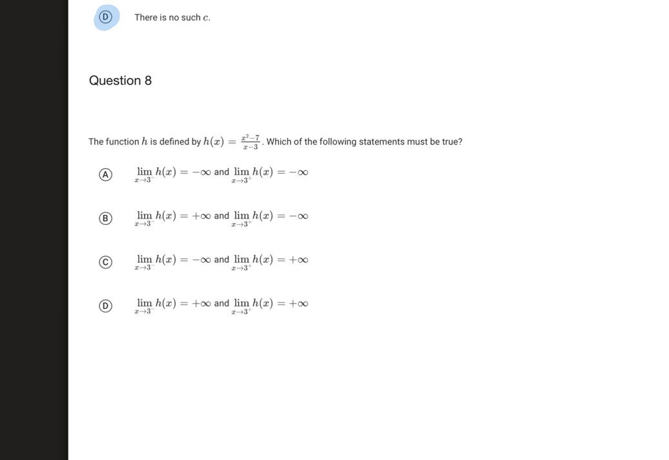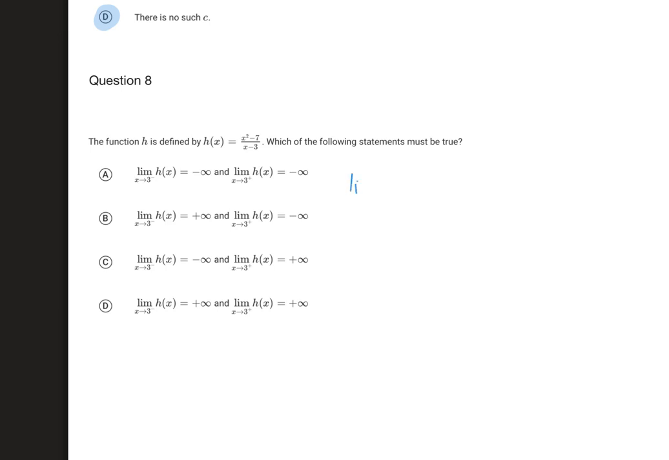So we can see this is a rational function, and 3 makes the bottom 0 but doesn't make the top 0. If you plug in 3, you get a number over 0. So that's definitely going to be a vertical asymptote. We just have to figure out what it approaches. Does it approach negative infinity or positive infinity from the left and right? Okay, so let's do that, and we'll do a little trick, I guess.